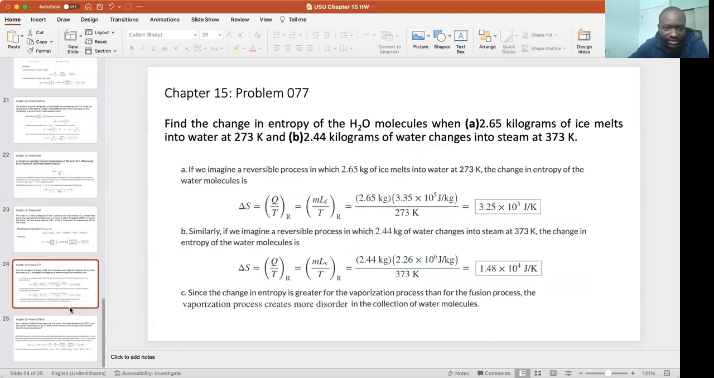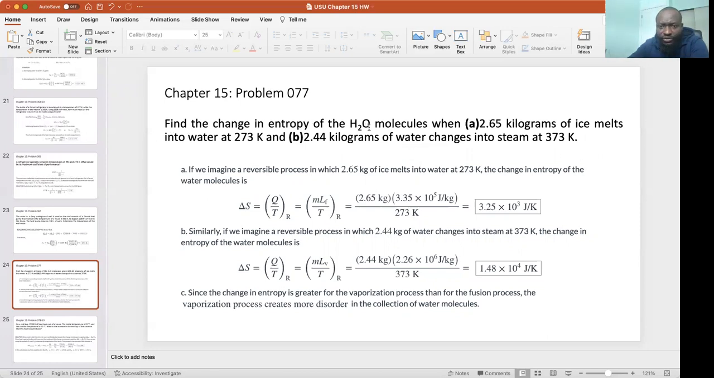Then we have the one before the last problem, and it says, find the change in entropy of the water molecules when 2.65 kilograms of ice melt into water at 273 Kelvin, and 2.44 kilograms of water changes into steam at 373 Kelvin. So if we imagine a reversible process in which 2.65 kilograms of ice melts into water at 273 Kelvin, the change in entropy of the water molecules is Q over T, which is mass times the specific heat of fusion of the ice, divided by the temperature.